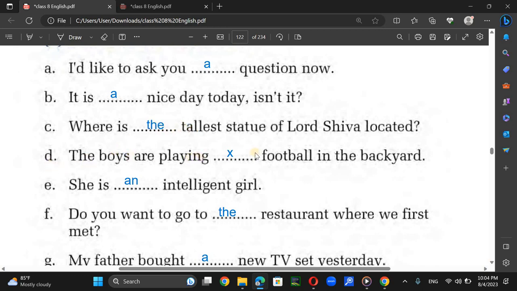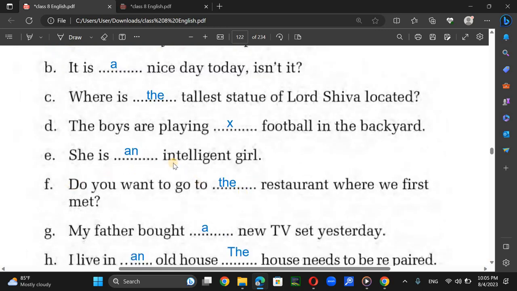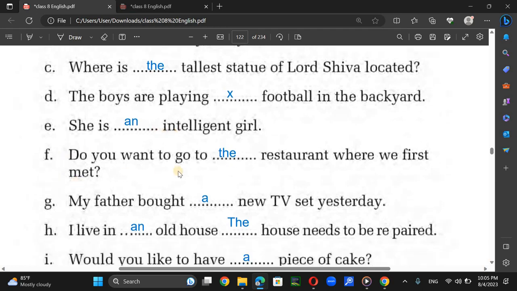D. The boys are playing. Don't write anything here. Football. We do not normally use any article before football. So the boys are playing football. Zero article here. And she is an intelligent girl. So intelligent here starts with a vowel sound. Do you want to go to the restaurant where we first met? So it's about a specific restaurant. Here the person is talking about a specific restaurant which is known.